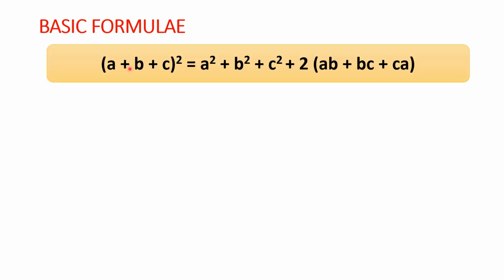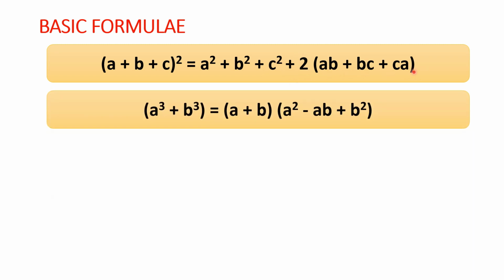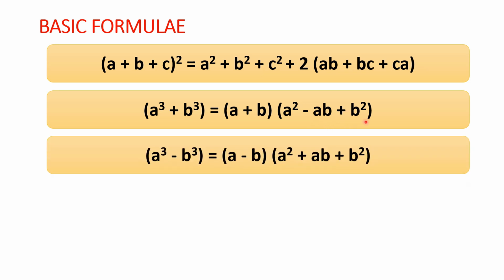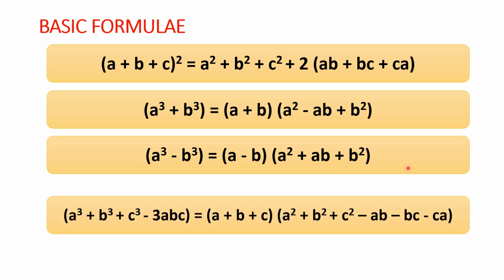We have some more formulas to remember. Let's see that. (a + b + c)² = a² + b² + c² + 2(ab + bc + ca). And then a³ + b³ = (a + b)(a² − ab + b²). And a³ − b³ = (a − b)(a² + ab + b²).